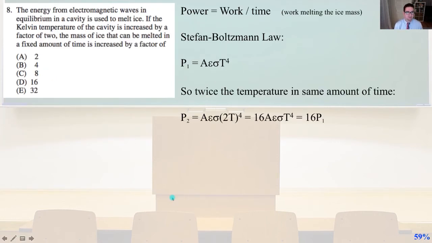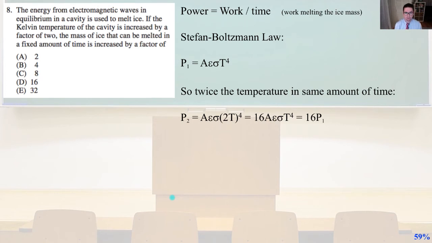Number 8, the energy from electromagnetic waves in equilibrium in a cavity is used to melt ice. If the Kelvin temperature of the cavity is increased by a factor of 2, the mass of the ice that can be melted in a fixed amount of time is increased by a factor of... So let's get started with the power equation, which is the power required to melt the actual ice mass, and the power equals work divided by time.